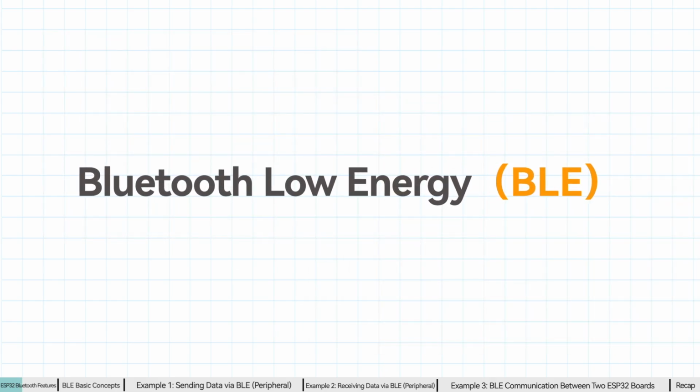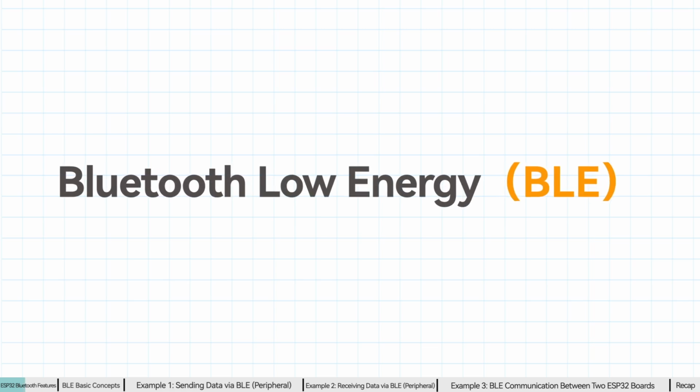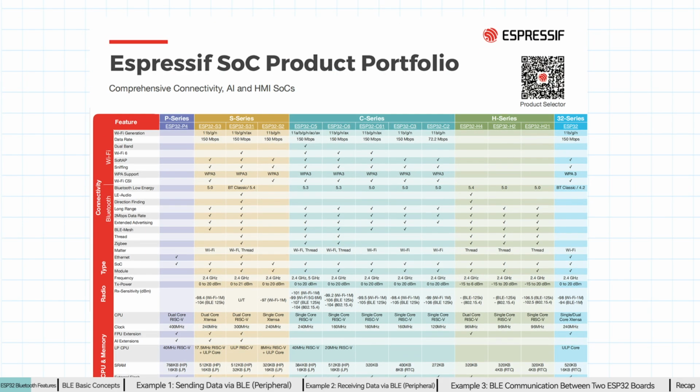BLE is designed specifically for IoT applications. With ultra-low power consumption and fast connection speed, it has become one of the preferred technologies for smart bracelets, wireless sensors, and smart home devices. Bluetooth capabilities vary across ESP32 series chips. Most newer models support Bluetooth Low Energy only, while a few models support both Bluetooth Classic and BLE. This tutorial will focus on BLE.